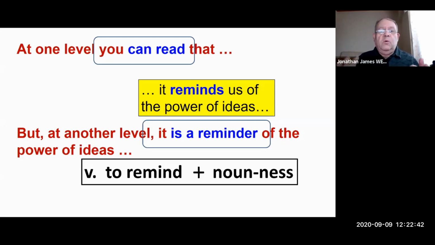So without probably us really thinking a great deal about it when we're listening to him, he is effectively communicating to us which idea he really favors. You can read it like this. On the other level, it is this.